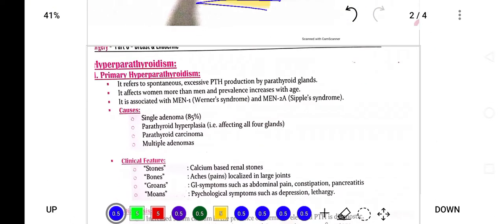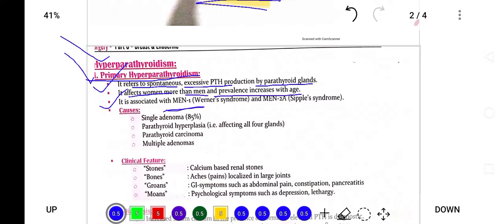Now, the pathological condition of the parathyroid gland is hyperparathyroidism. Hyperparathyroidism is of different types. Primary hyperparathyroidism means there is a defect involving the parathyroid gland itself primarily. That's why it is known as primary hyperparathyroidism. It results in spontaneous excessive parathyroid hormone production by the parathyroid gland. It affects women more than men, and prevalence increases with age.